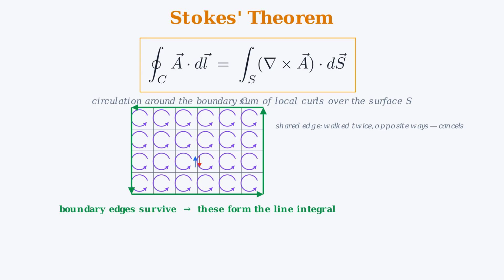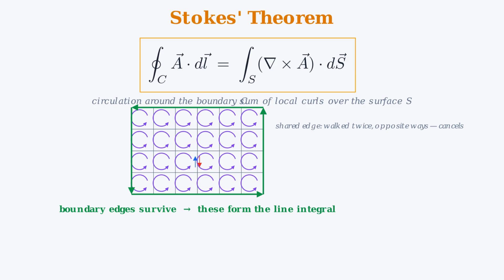Why does it work? It is the same trick as last time, one dimension down. Tile the surface into millions of tiny cells. Each cell carries its own tiny circulation, its curl times its area. Now add them all up.